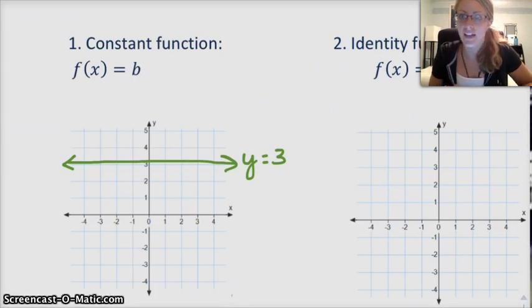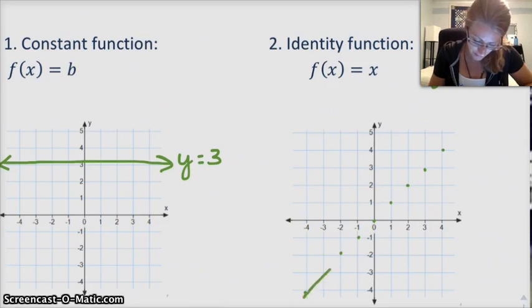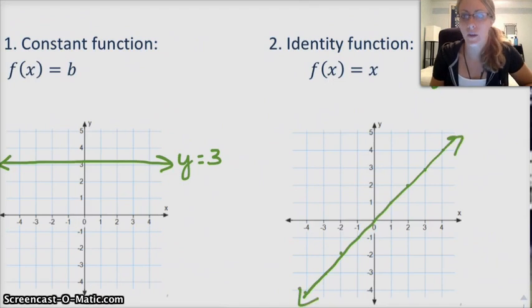Identity function, okay? This is your basic linear function, right? So f of x equals x is the same thing as y equals x. So when x is 0, y is 0. When x is 1, y is 1. X is 2, y is 2, right? And so on and so on. And so basically you end up with a line that cuts through the origin at a perfect 45-degree angle. So that is the function y equals x.